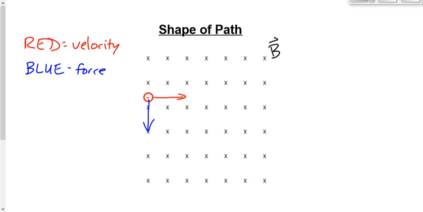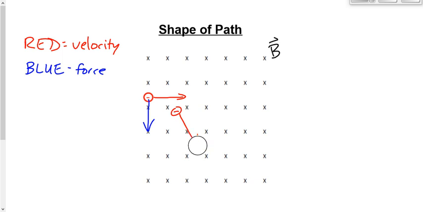What's going to happen to this particle's path as it is moving to the right but experiences a force down the page? Where's it going to go? Down. Is it going to go straight down? No. Is it going to go straight to the right? No. Where's it going to go? Somewhere in between. Hold off on the exact shape for now, okay? It's going to go somewhere in between. So let's say that this particle is now right here.